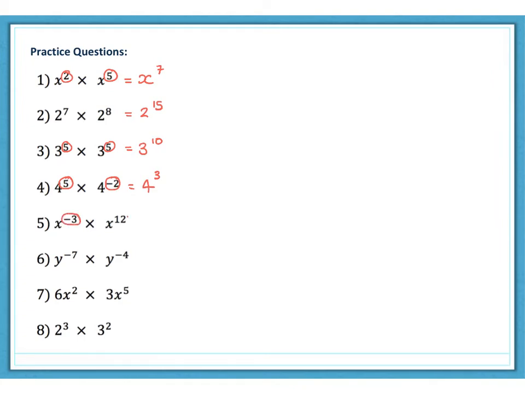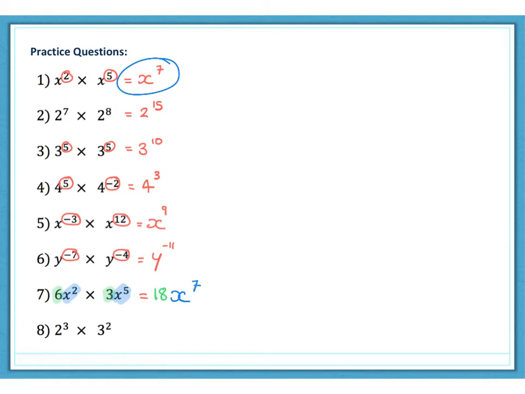X to the negative 3 multiplied by x to the 12 gives us x to the power of 9. Y to the negative 7 multiplied by y to the negative 4 will give us y to the negative 11. And then to finish this off, question 7, the 6 multiplied by the 3 will give us 18. And then x squared multiplied by x to the power of 5 will, in fact, we've already seen that question up here, gives us x to the power of 7.